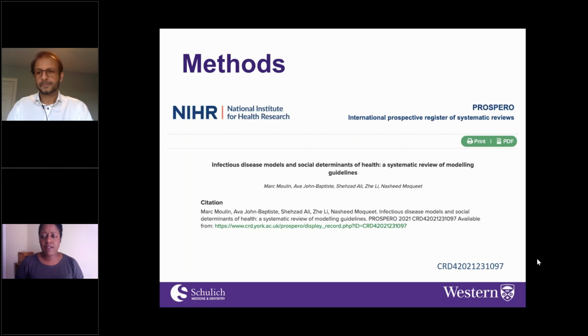In terms of the methods of our systematic review, our protocol is in the Prospero registry, and we used search terms to identify the relevant domains, modeling guidelines for infectious diseases. We searched publications from January 2000 to August 2020 and also conducted a search of the gray literature and citation searches for included articles.